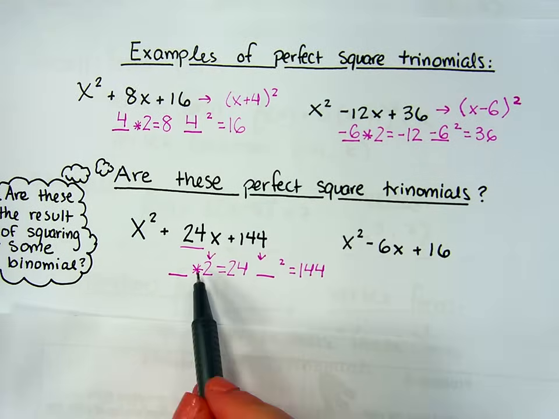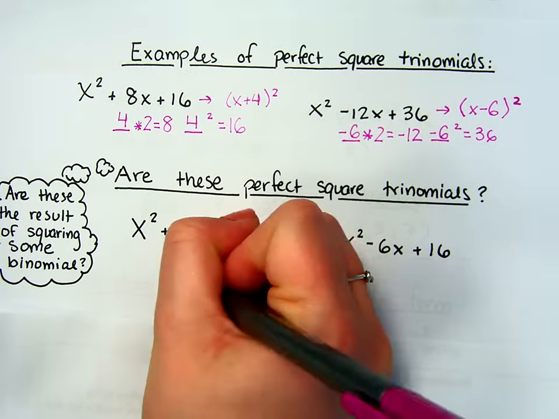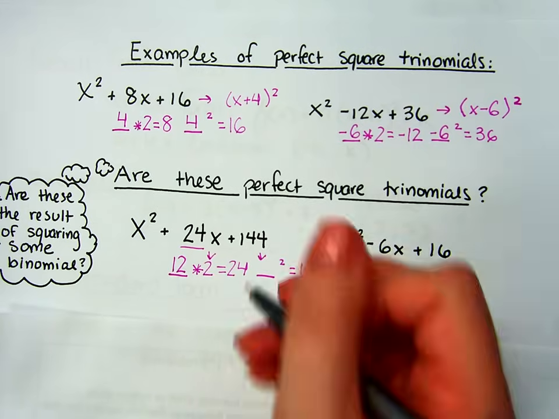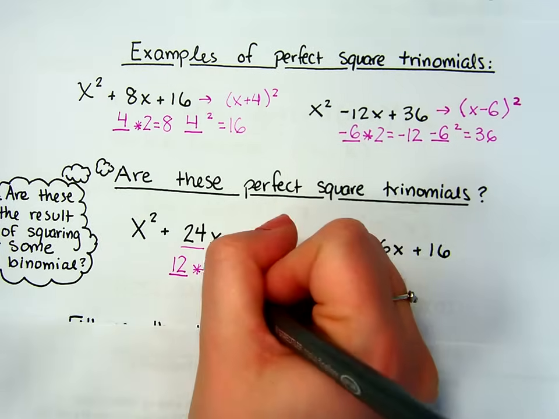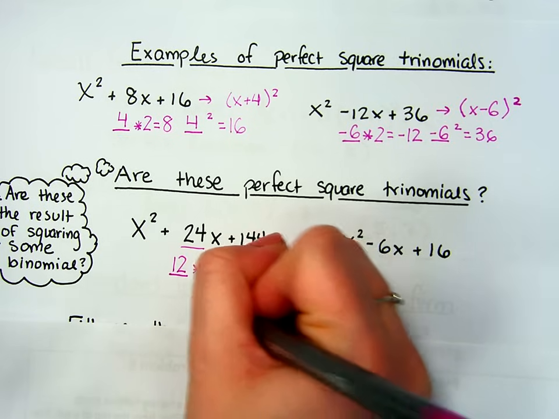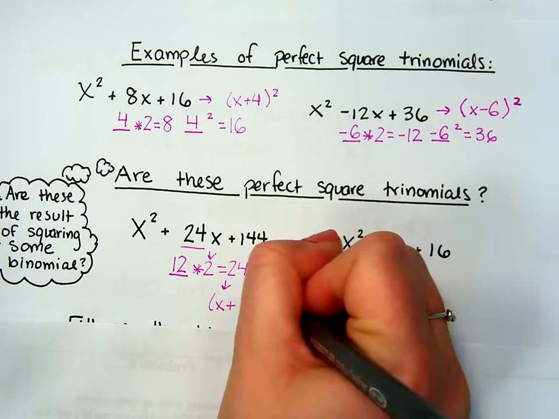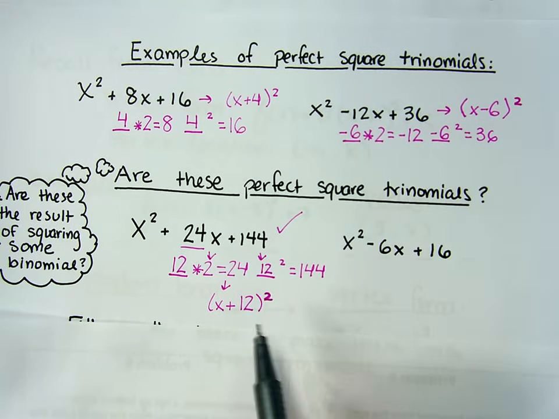So what number times 2 equals 24? That number is 12. What number squared equals 144? That is also 12. And this results in x plus 12 squared. So this is a perfect square trinomial because we are squaring a binomial to get there.